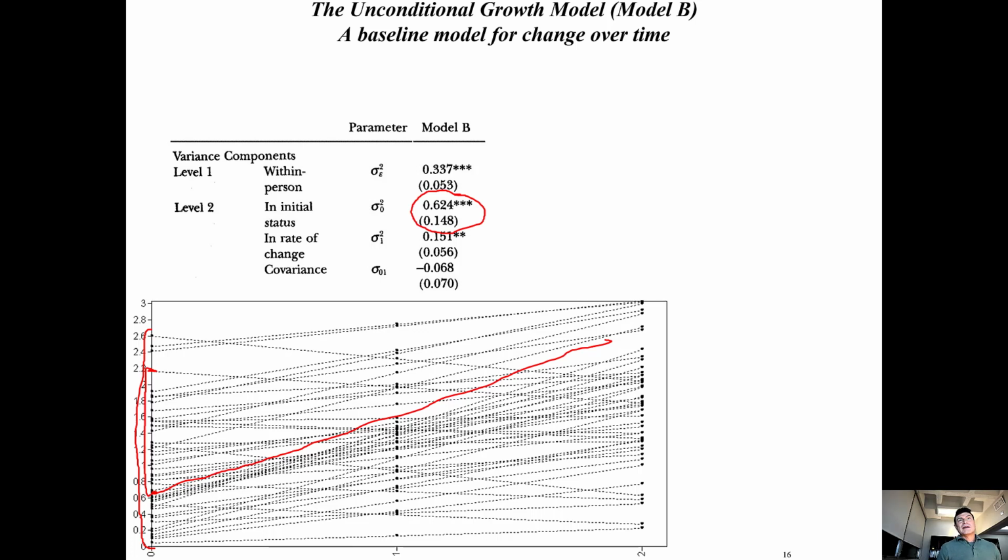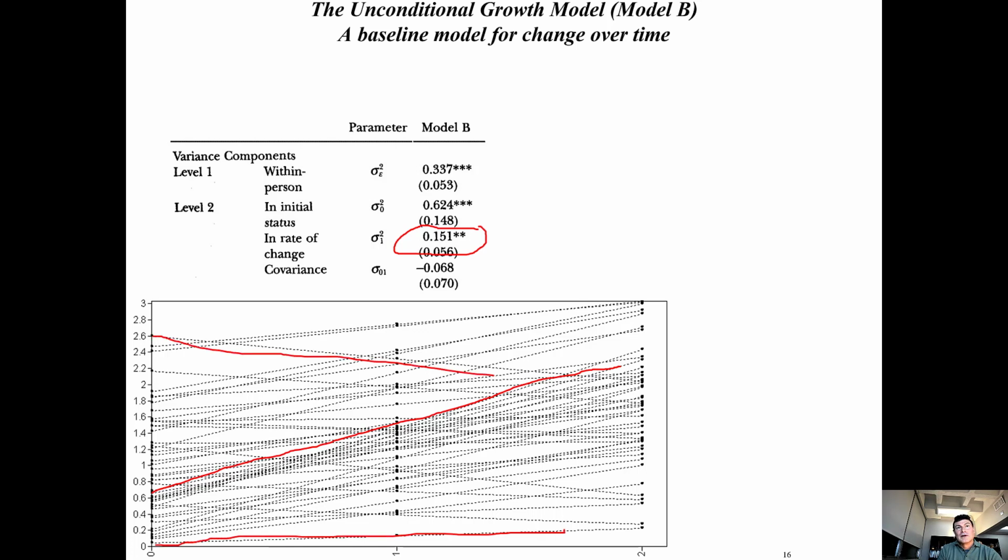We also have a variance associated with the rate of change. So this 0.151. On average, we had a growth starting here and going up. Some people have steeper growth. Some people have flat growth. And then we also have people with negative growth. So there's variation in the slopes, and this number here gets at the variation in the slopes.